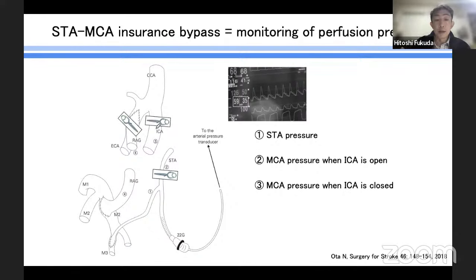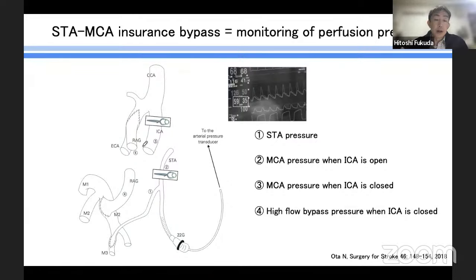Then we clamp the origin of the ICA. So now we know the MCA pressure when ICA is closed, so that this transducer pressure radically goes down. And finally, we declamp the radial artery graft. So this transducer shows the high flow bypass pressure when ICA is closed, so that we can now know whether the radial artery graft is functioning.